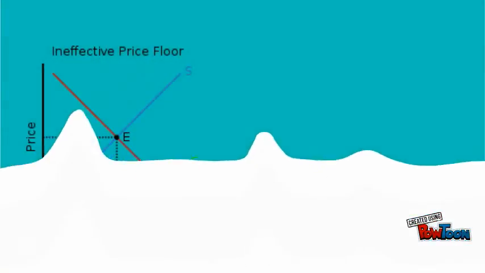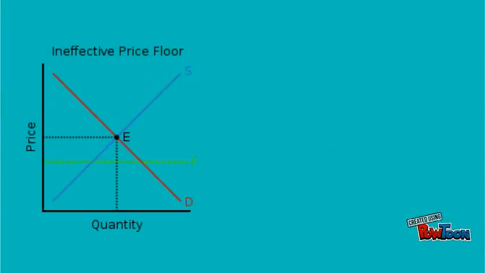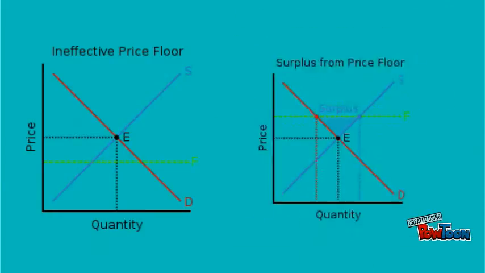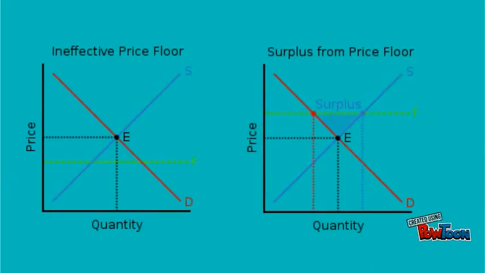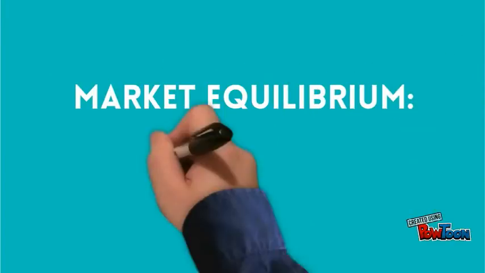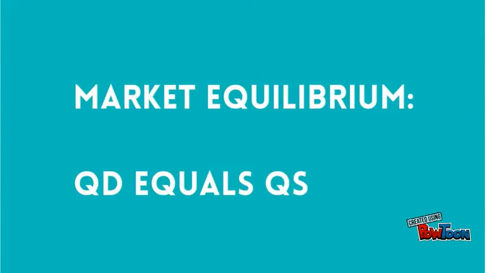An ineffective price floor is set too far below market equilibrium. An example of a surplus price floor is when the floor is too far above market equilibrium. In a market equilibrium, quantity demanded must equal quantity supplied.